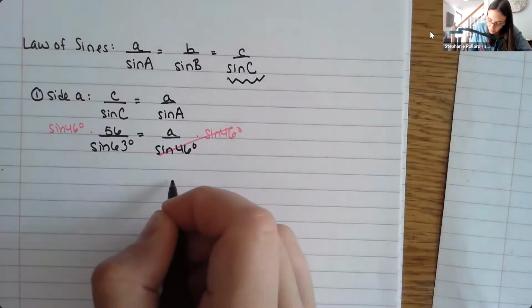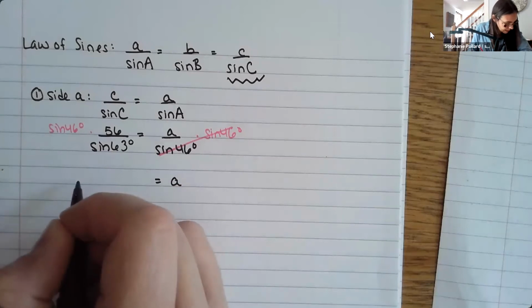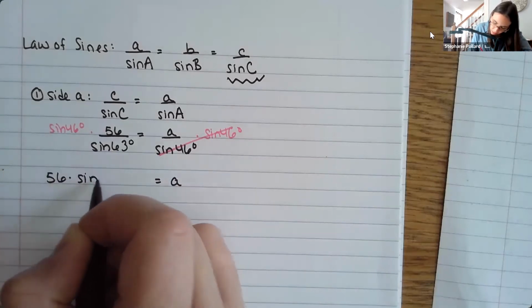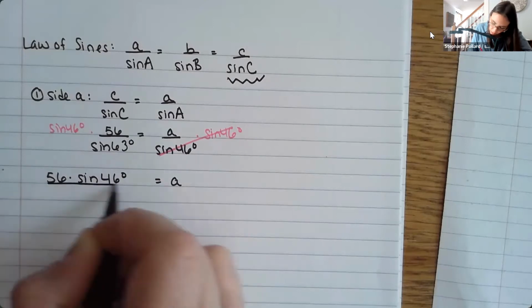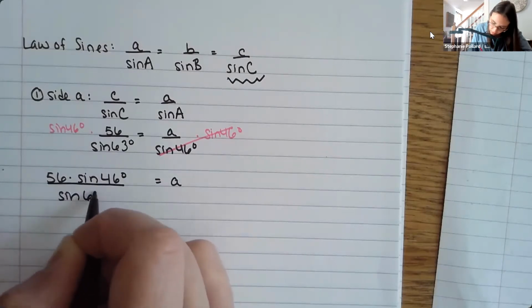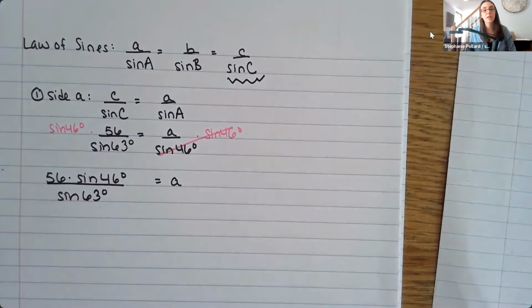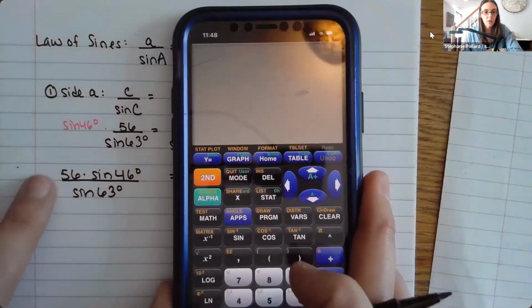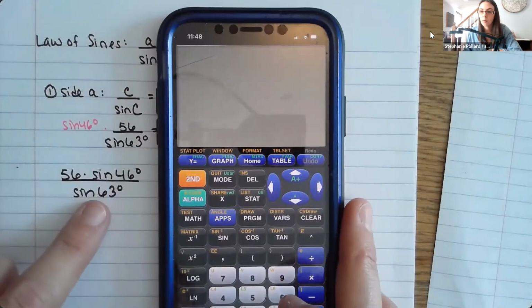And that allows me to write my formula as 56 times the sine of 46 degrees all over the sine of 63 degrees. Now, these are angles that we are not familiar with, right? They're not common angles. And the problem does say to round. So you can go ahead and use your calculator here. I'll bring mine up and we'll do this one together on the calculator. You just want to be careful. So sometimes calculators get a little bit weird with order of operations.